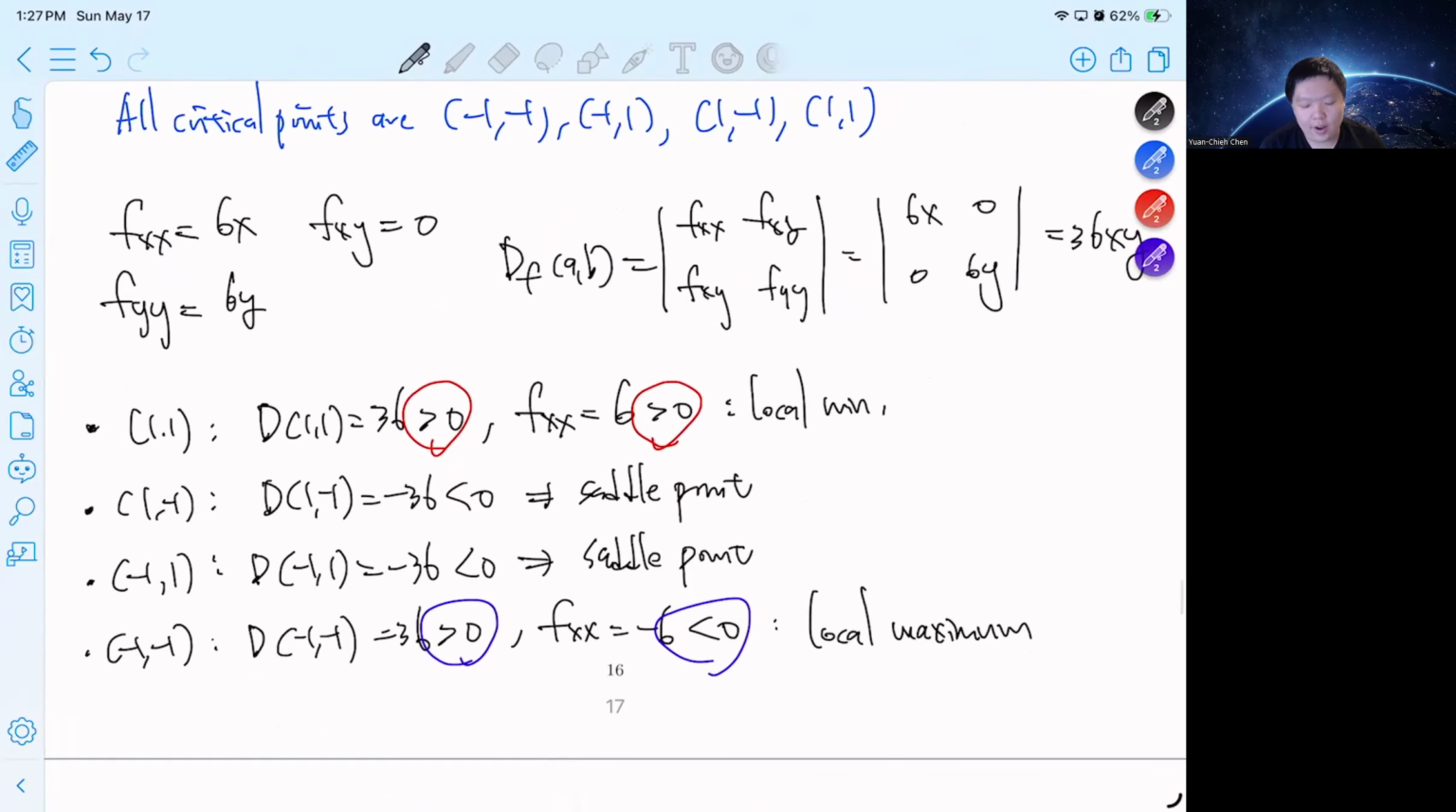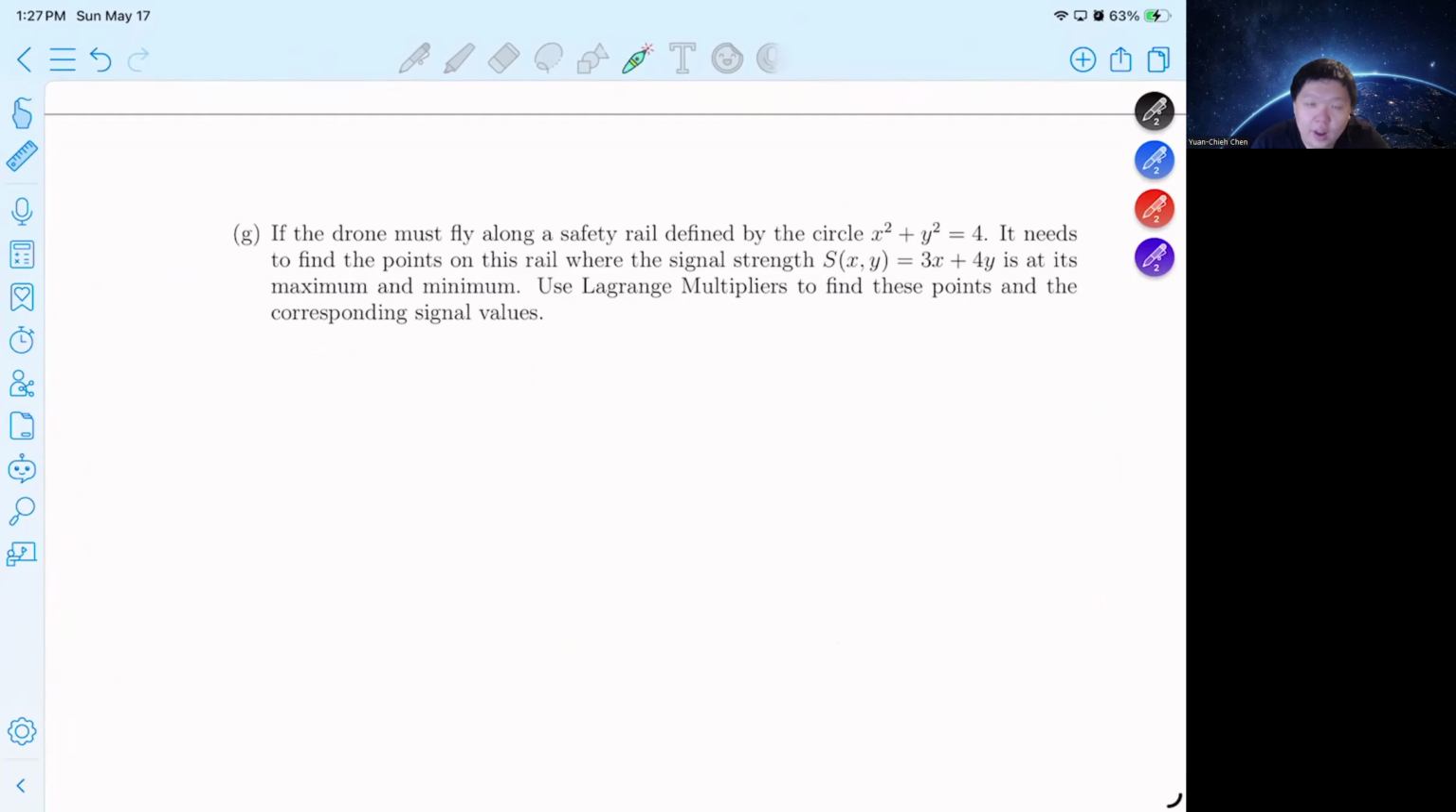Okay, so now let's do the Lagrange multiplier. Say a drone has to fly along a curve, like a safety rail. I just made up this problem, but you know what I mean. So basically, I want to find the maximum of 3x plus 4y on the curve x squared plus y squared equals 4.